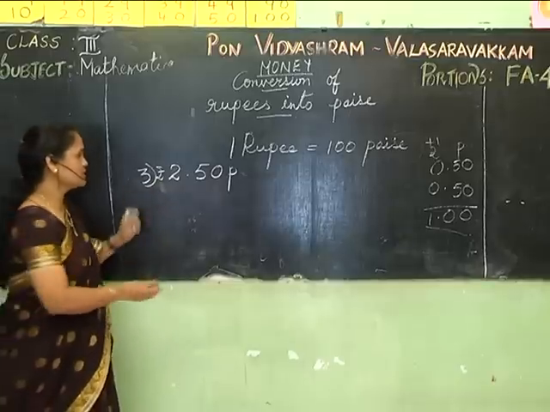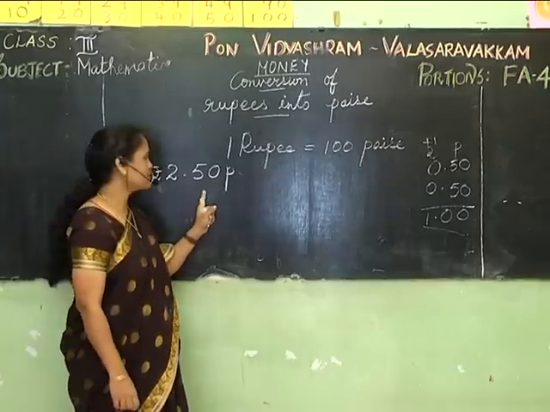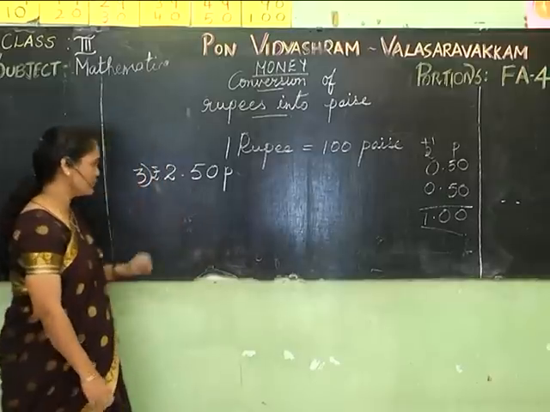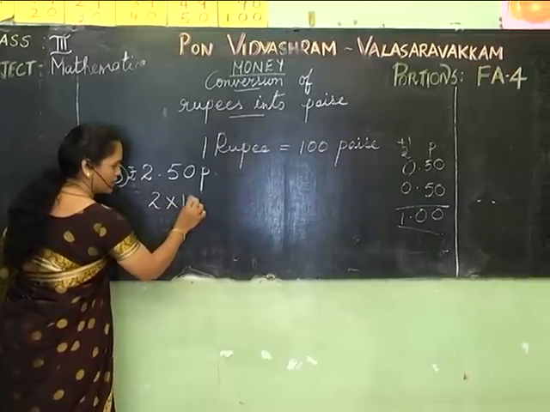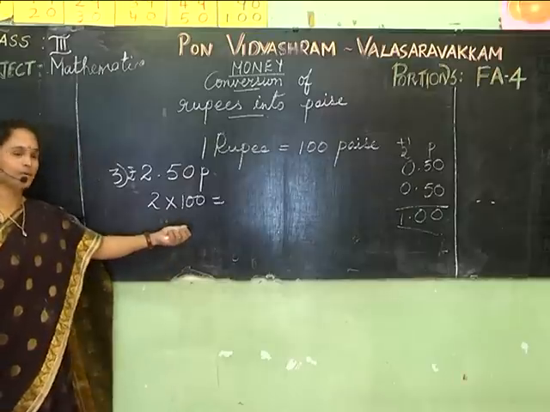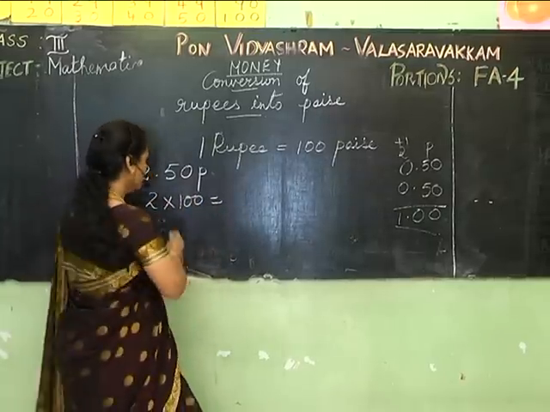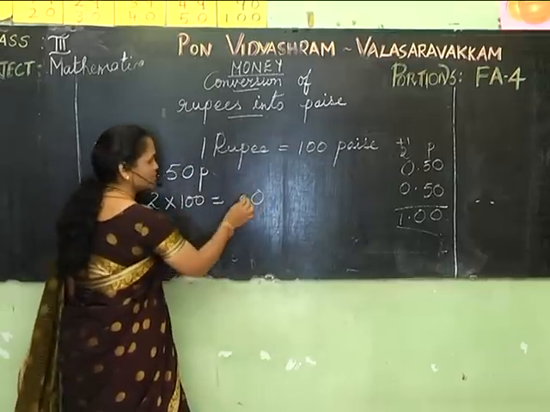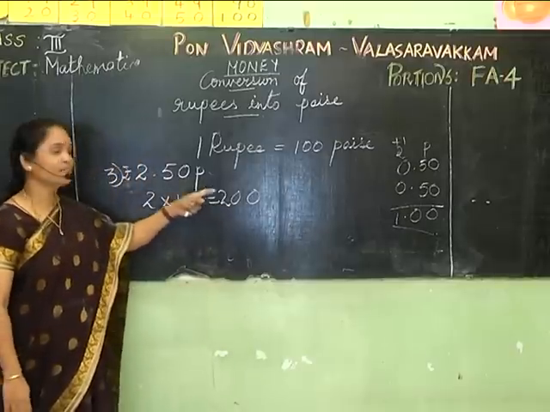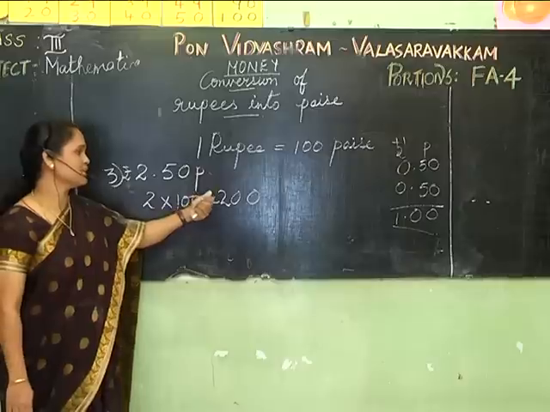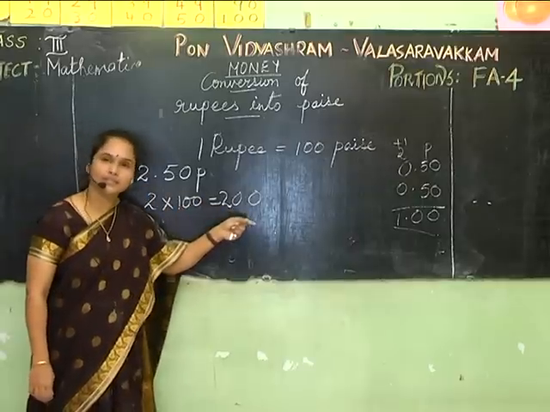First, children, here there it is 2 rupees. How much paise is here? It is 50 paise. So first, 2 into 100 is 200. Same thing, the same multiplication. The sum doesn't end here. We have to convert 2 rupees 50 paise into paise. Already we have converted 2 rupees into paise.